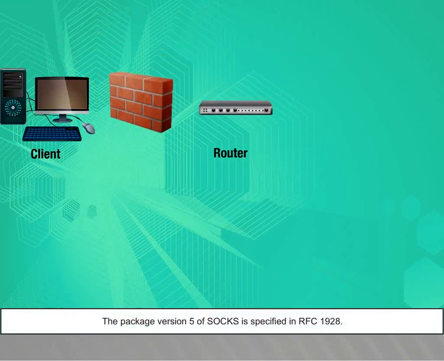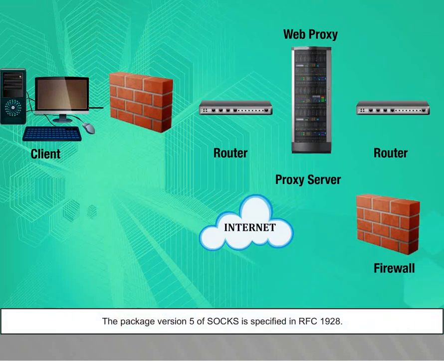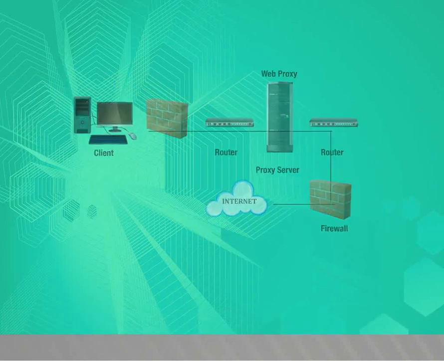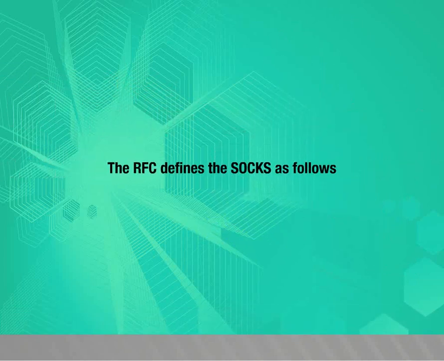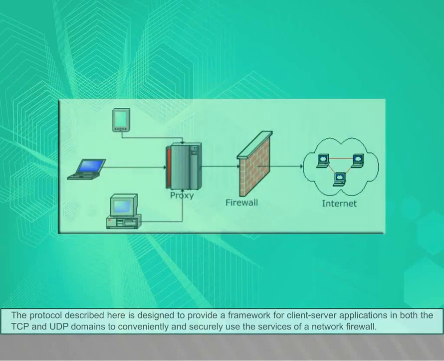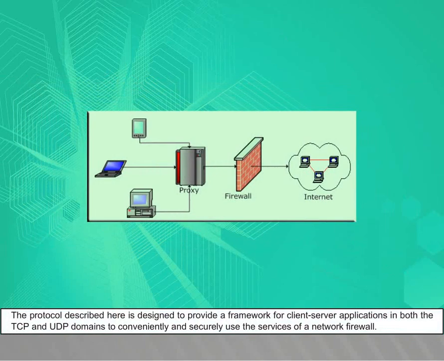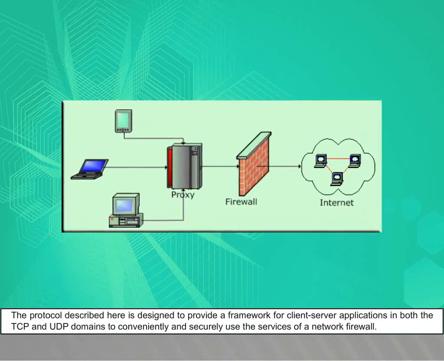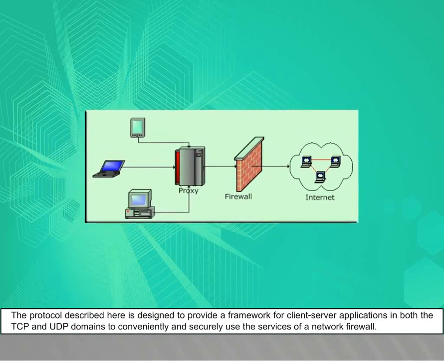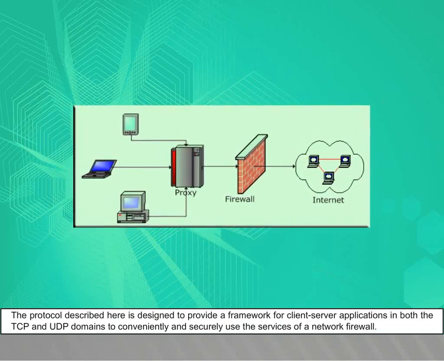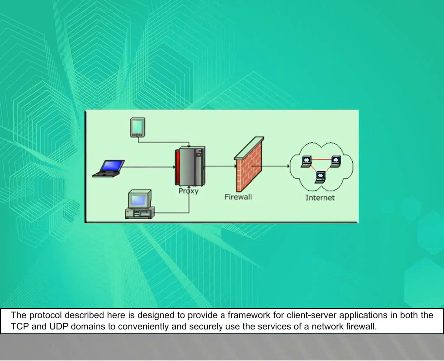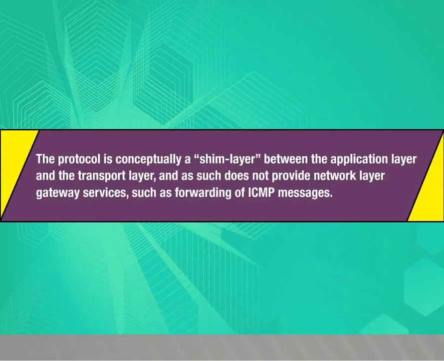The package version 5 of SOCKS is specified in RFC 1928. The RFC defines SOCKS as follows. The protocol described here is designed to provide a framework for client-server applications in both TCP and UDP domains to conveniently and securely use the services of a network firewall. The protocol is conceptually a shim layer between the application layer and the transport layer, and as such does not provide network layer gateway services such as forwarding of ICMP messages.